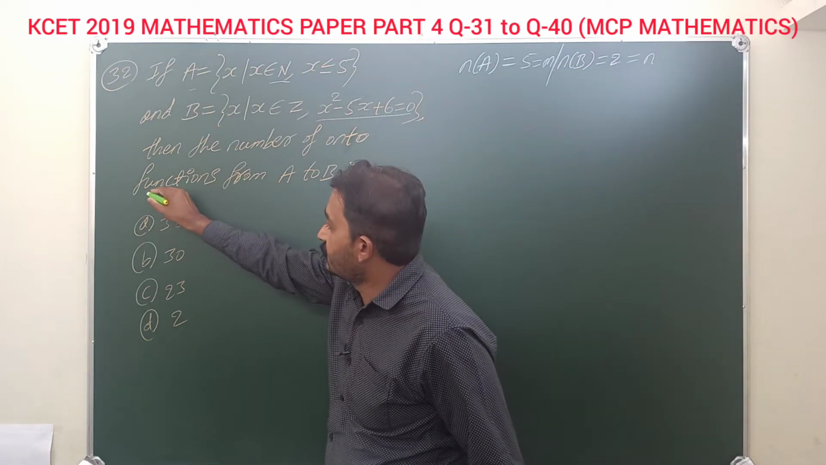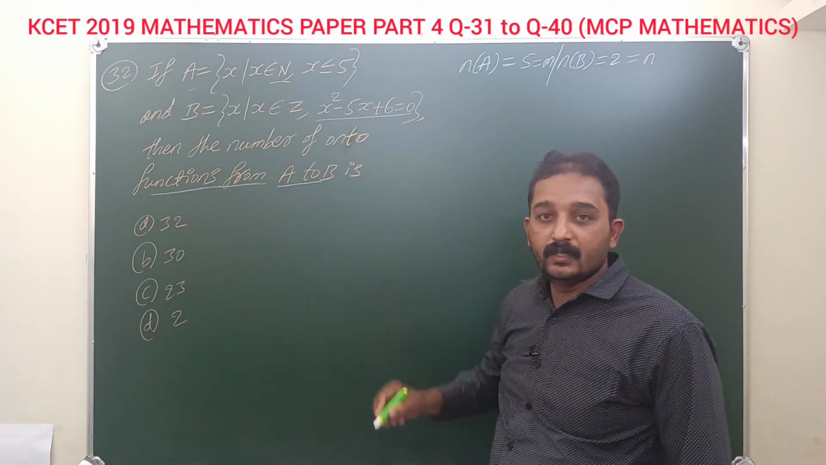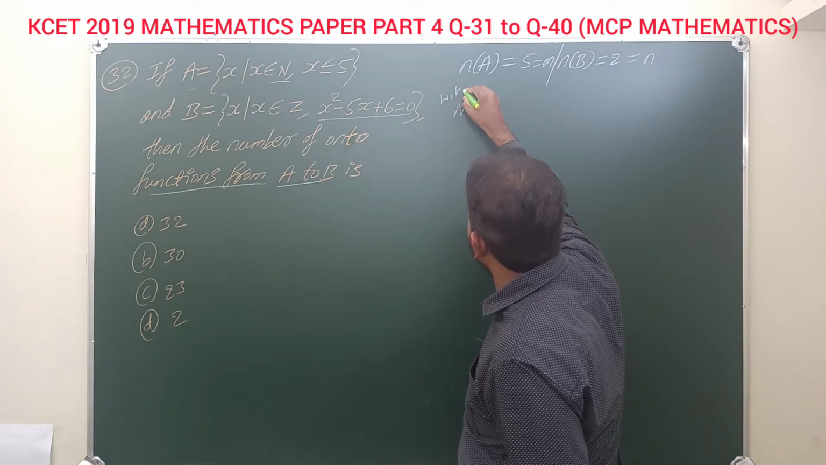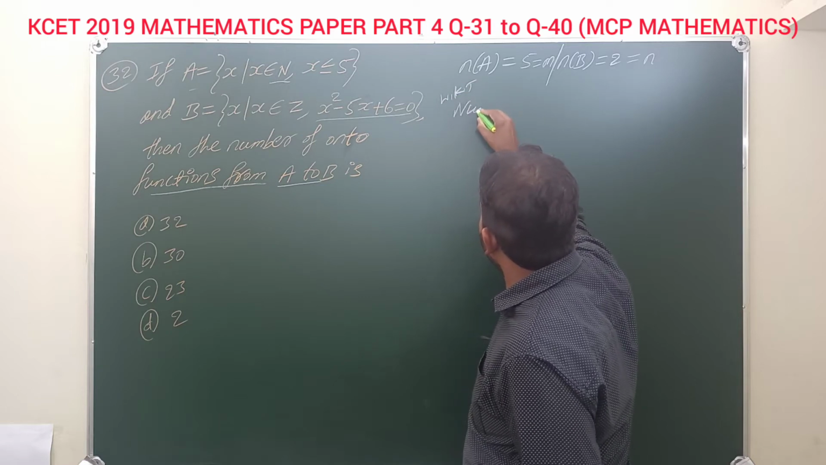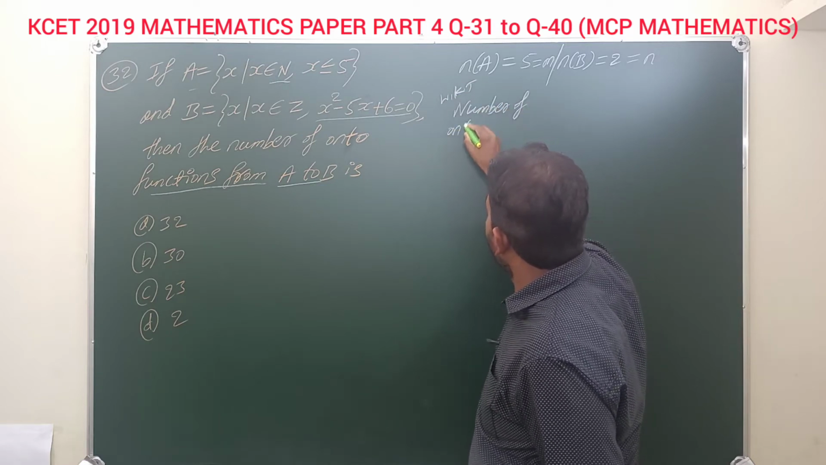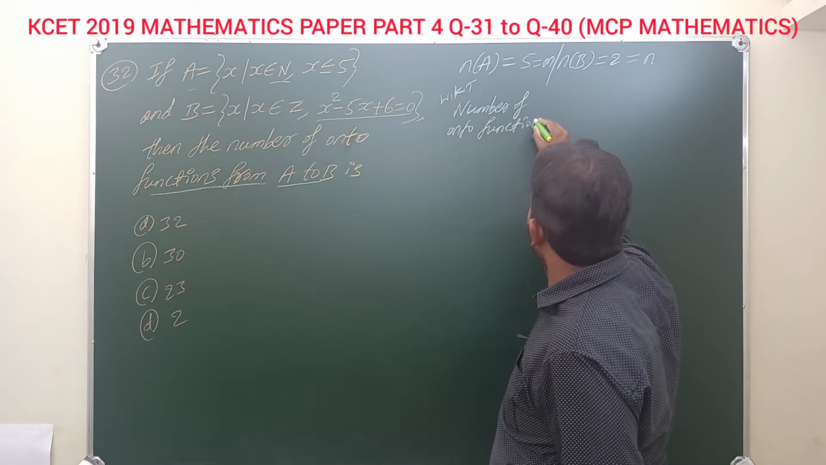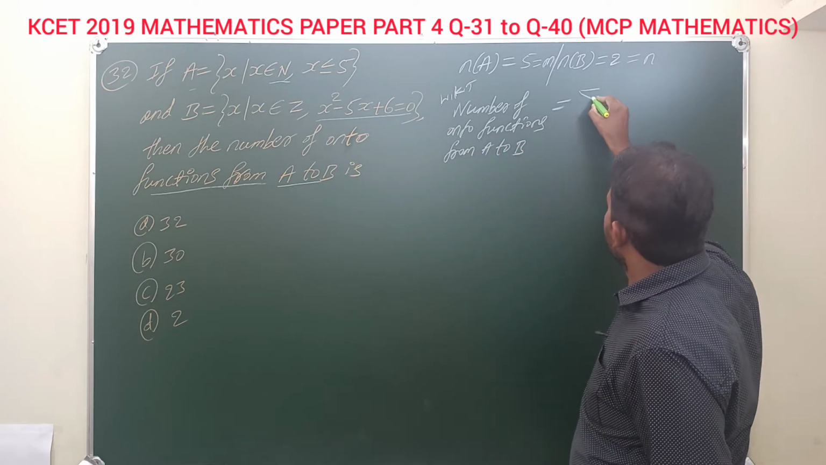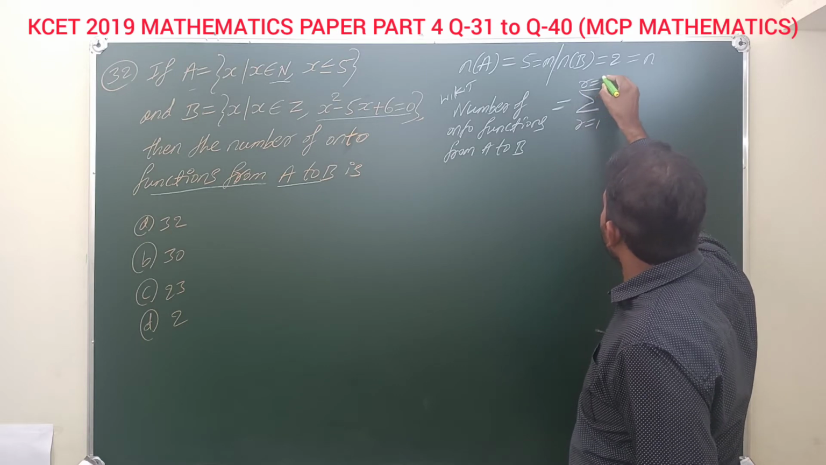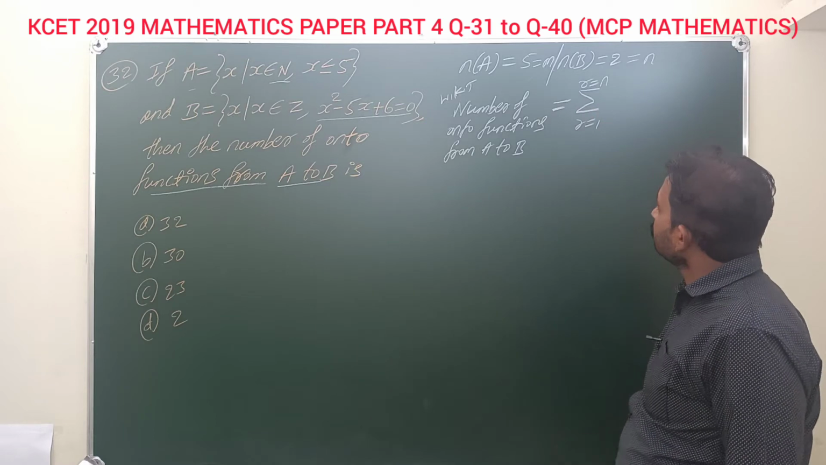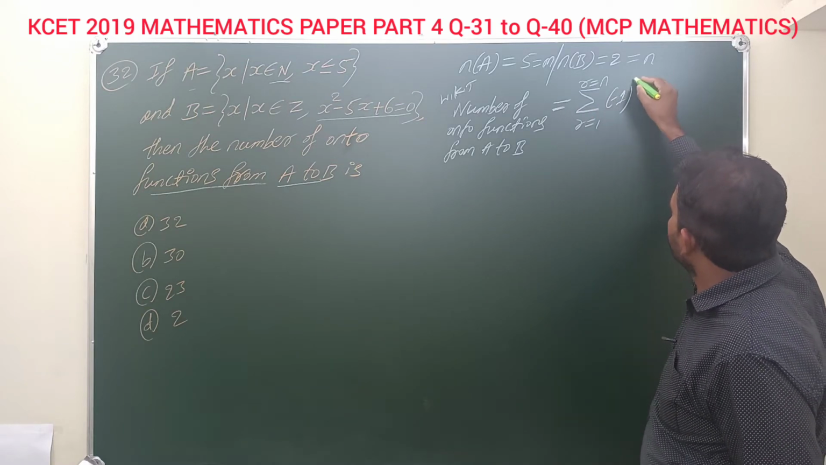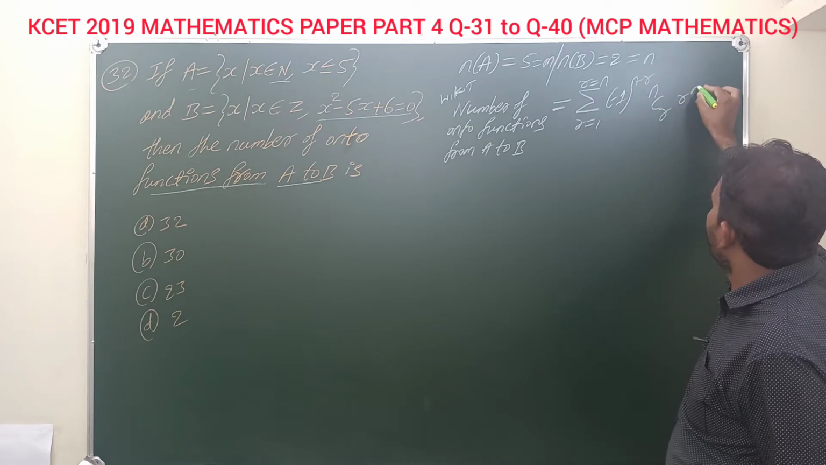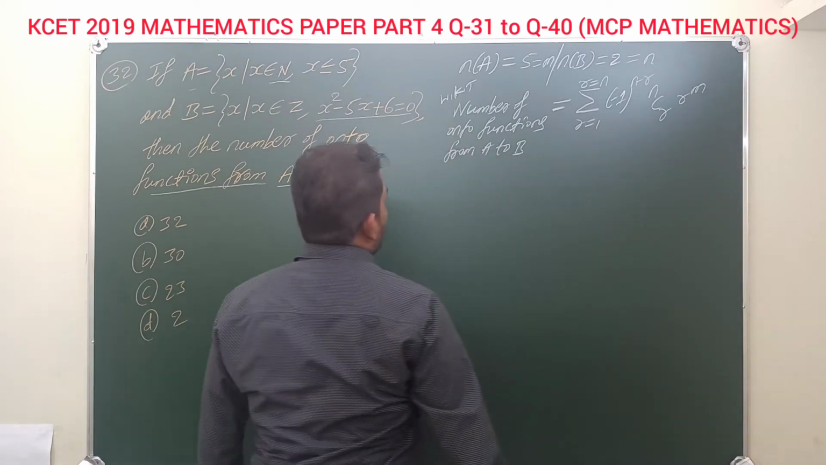Then we have to find the number of onto functions from A to B. Using one formula, we know that the number of onto functions from A to B is equal to the summation from R equal to 1 to R equal to N of minus 1 to the power of N minus R, NCR into R to the power of M. Using this formula we have to find the required answer.